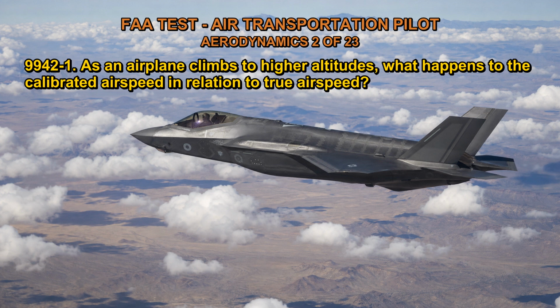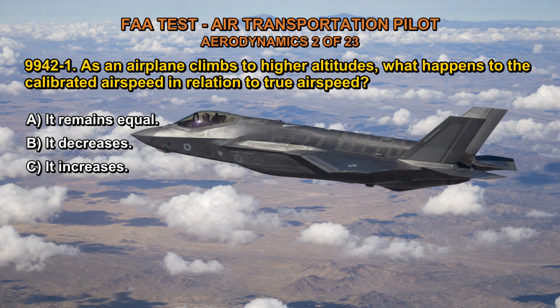Q9942-1. As an airplane climbs to higher altitudes, what happens to the calibrated airspeed in relation to true airspeed? A. It remains equal. B. It decreases. C. It increases.